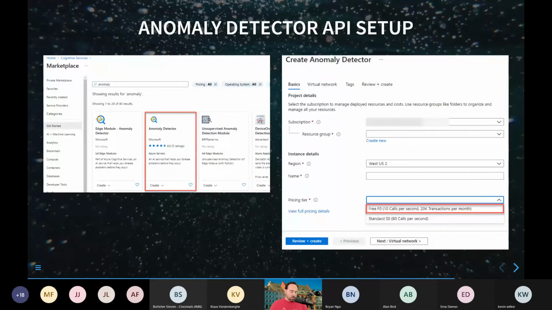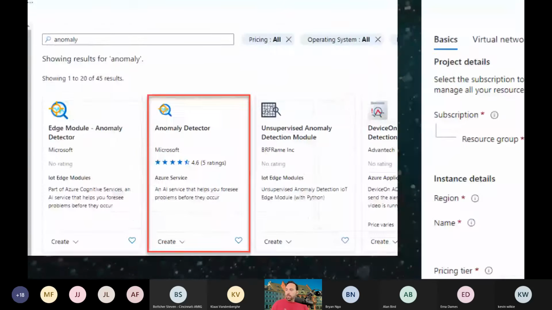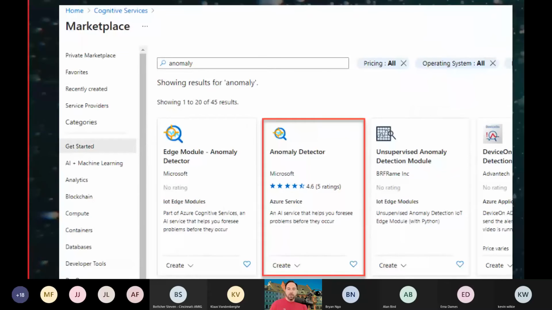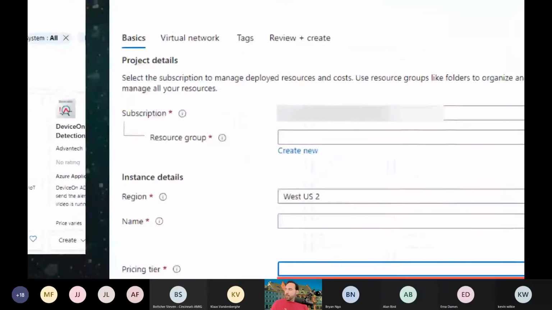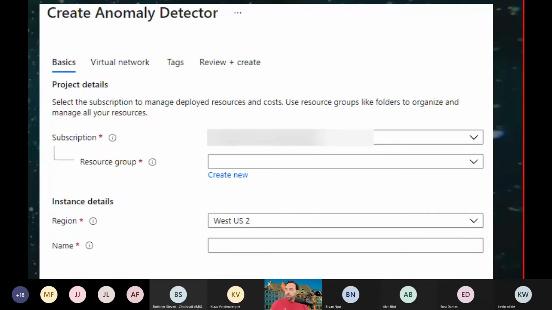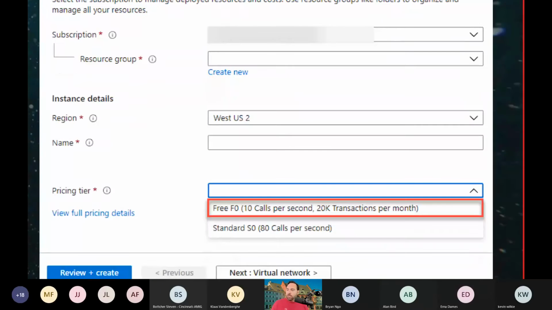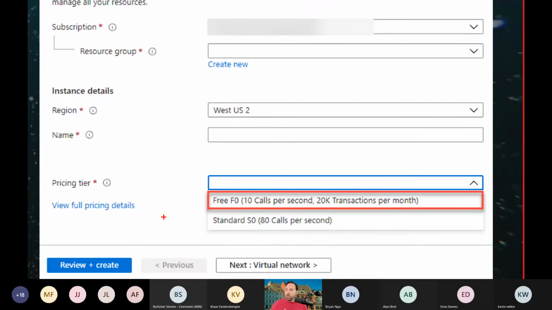So when it comes to creating the anomaly detector, you go to the Cognitive Services Marketplace and you say, I want me an anomaly detector. You click that and you fill out some details. Choose your subscription and resource group. Where do you want it to be? Give it a name. And by the way, there's a free pricing tier. So you can do 10 calls per second up to 20,000 per month. If you want to play around with this on your own time, that's a great option.